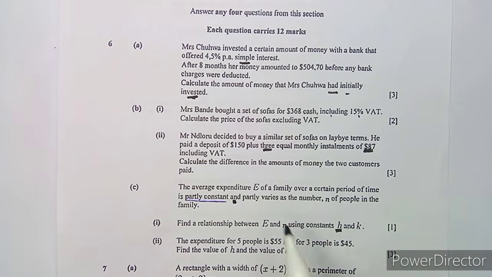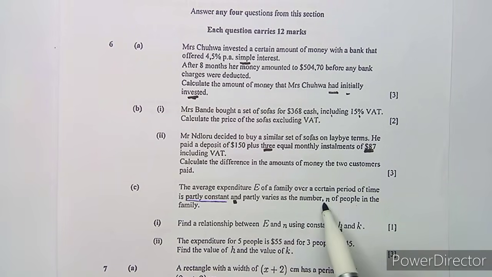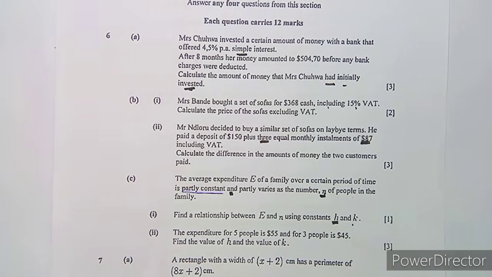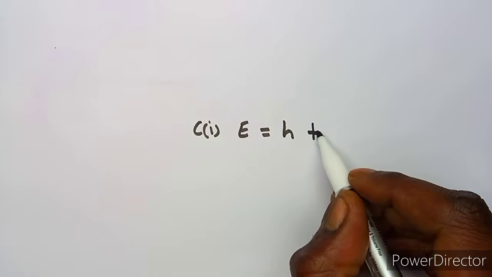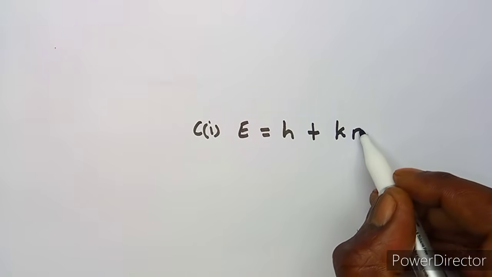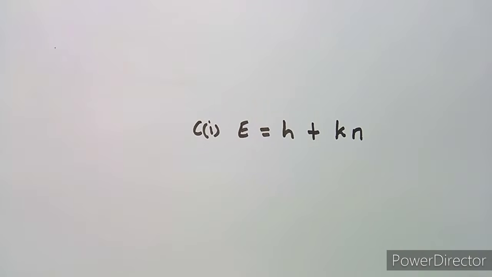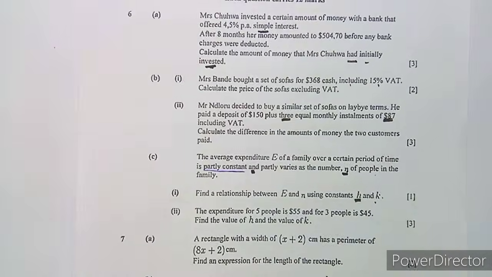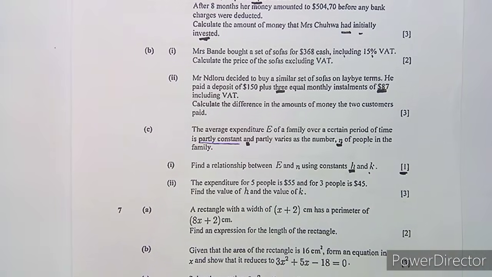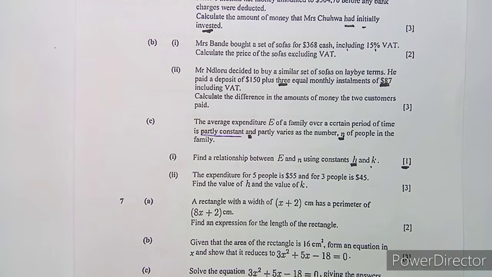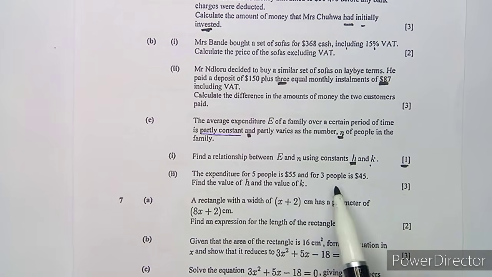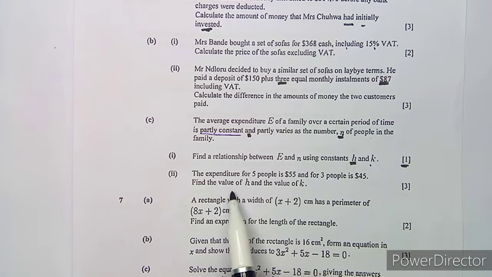And you're going to add partly varies as the number n of people. So it's now a constant and the number of people. So we're going to add the constant times the number of people. That is our partial variation. So this is what you are being required to write on this first item, okay. Then now we are given that the expenditure of 5 people is $55 and for 3 people is $45. Find the value of H and the value of K.